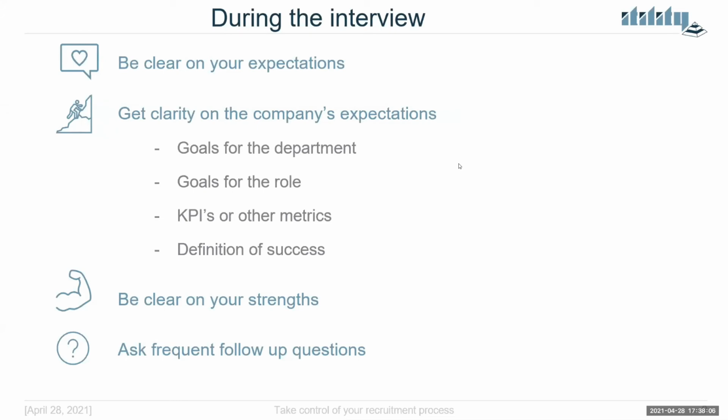Well, most departments have their own mission and vision statements. Ask about that. What are their goals? What are their own KPIs? You then get a good impression.